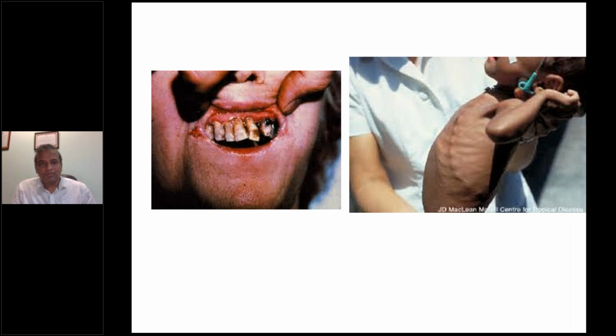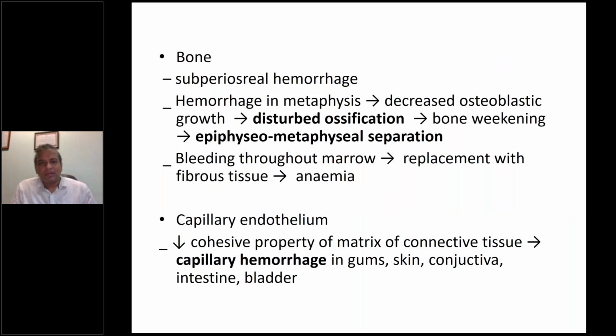So there will be subperiosteal hemorrhages, and when it is near the metaphysis, it can reduce the osteoblastic growth and disturb the ossification and weaken the epiphyseal-metaphyseal junctions, leading to separations. There will be bleeding throughout the marrow and replacement with fibrous tissue, leading to anemia. Capillary hemorrhages can happen in the gum, skin, conjunctiva, intestine, and bladder.